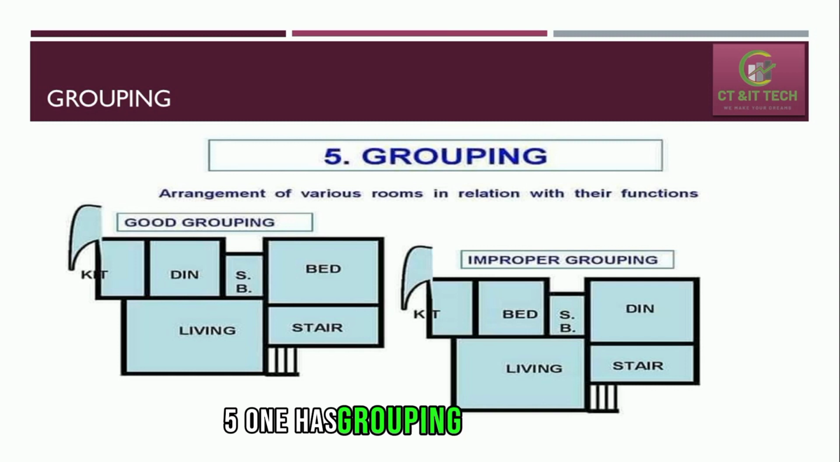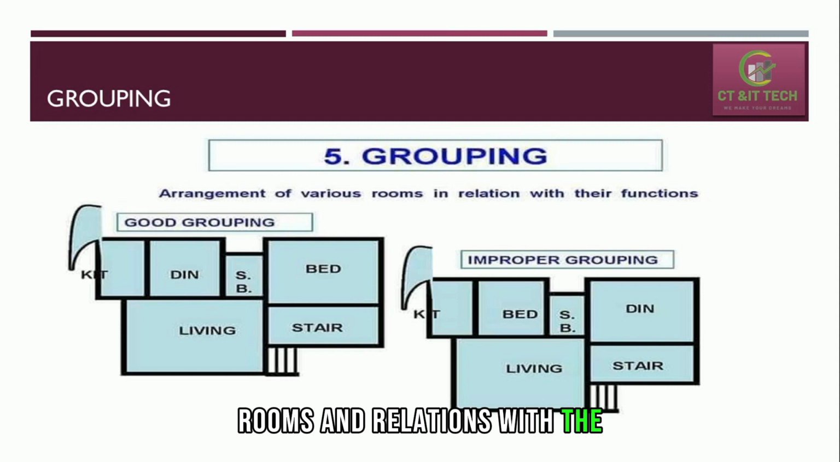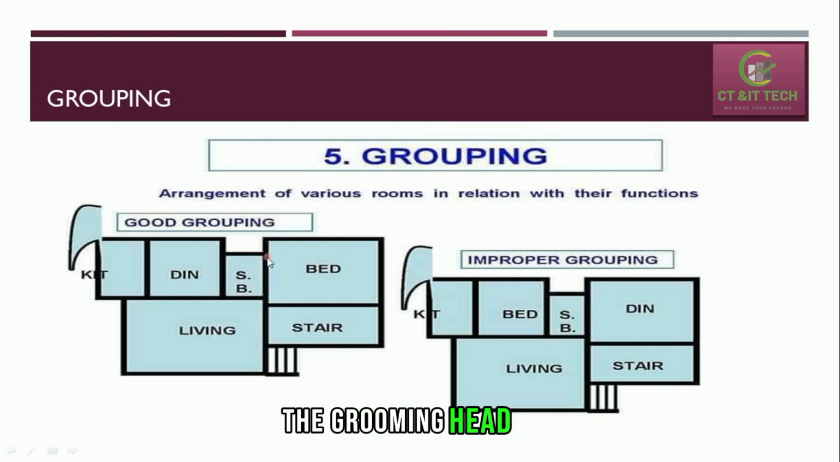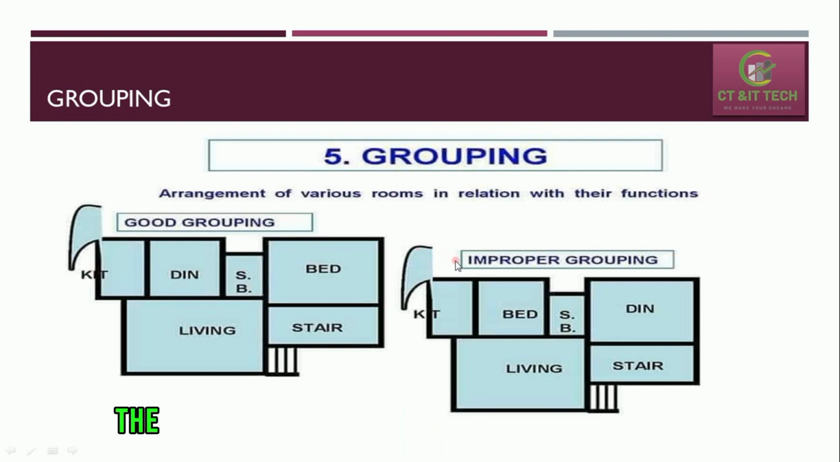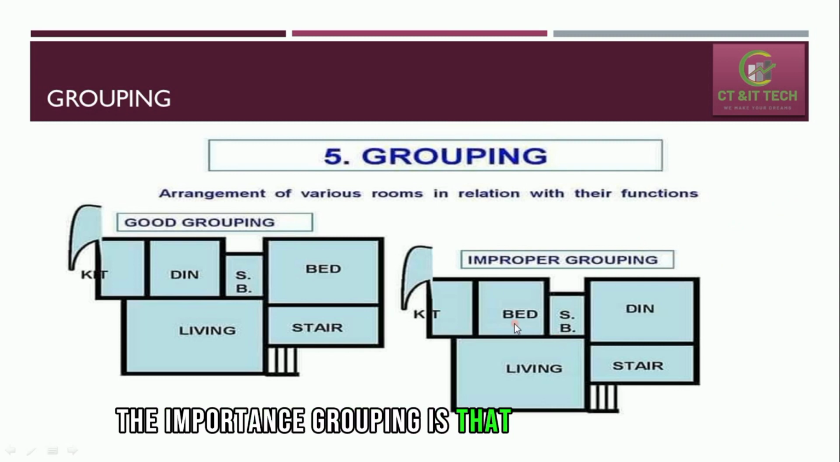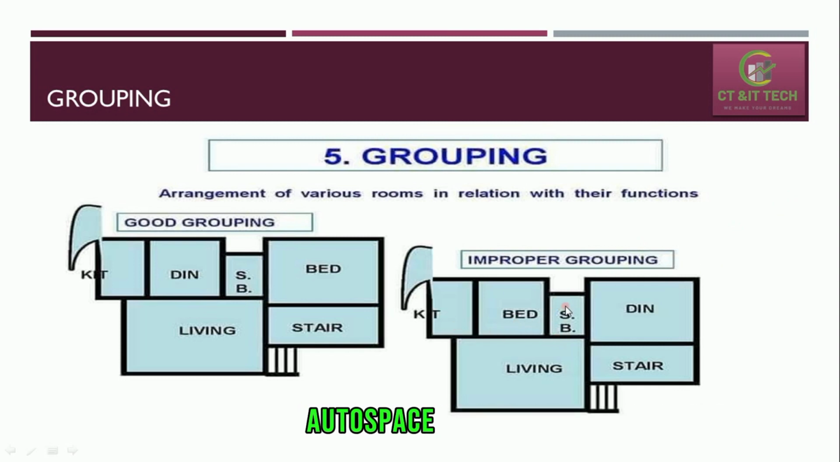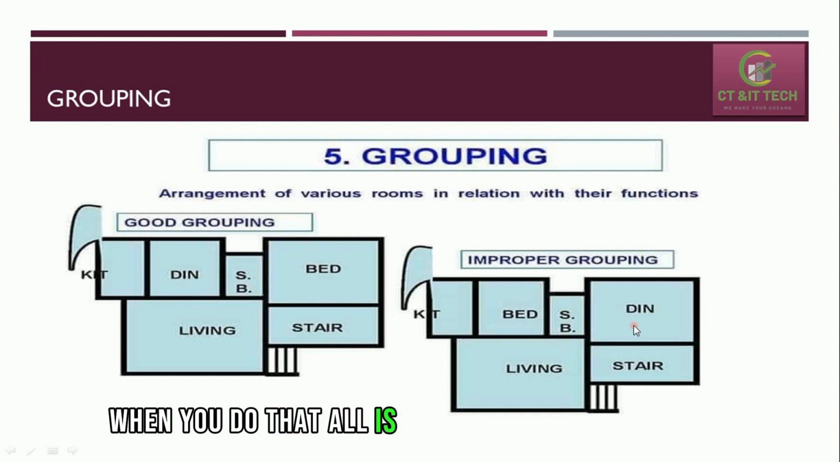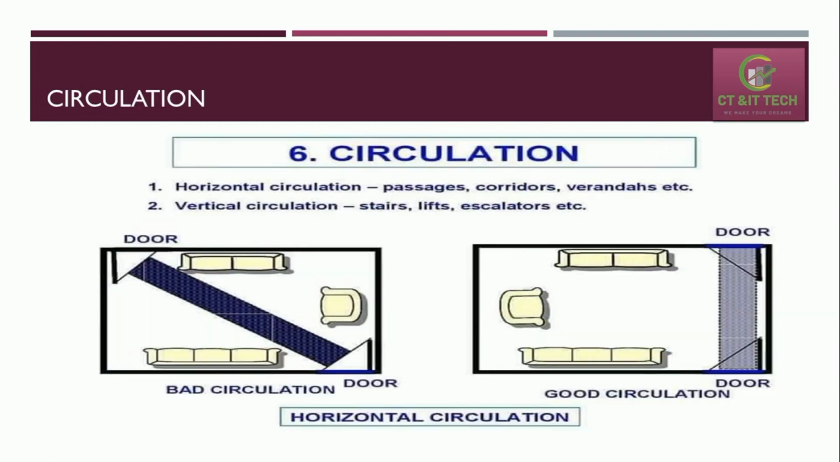Next is grouping. Grouping is the placing of various rooms in relation to their functions. Grouping covers bedroom, stair, dining room, living room, kitchen, open space, etc. That is grouping, and you do it as per the land requirements.